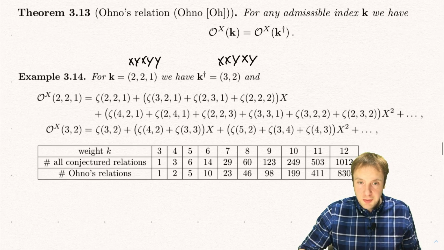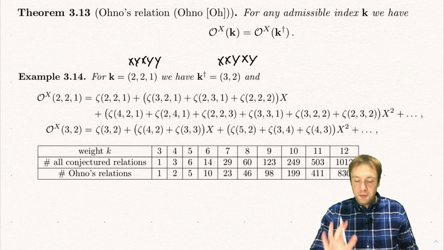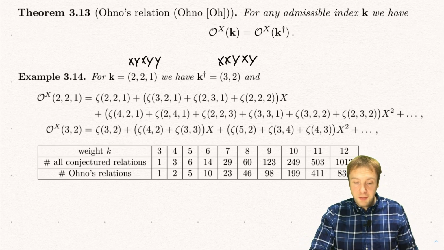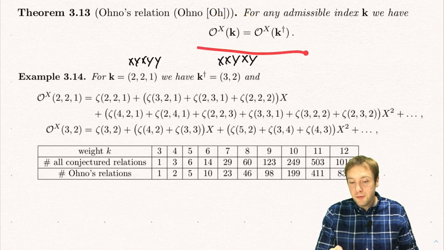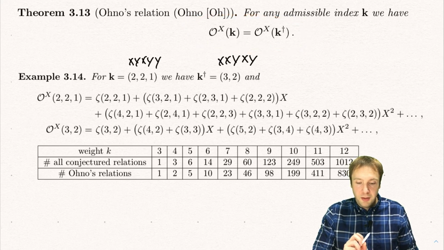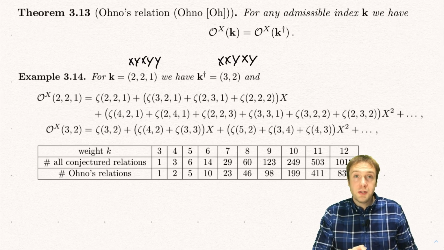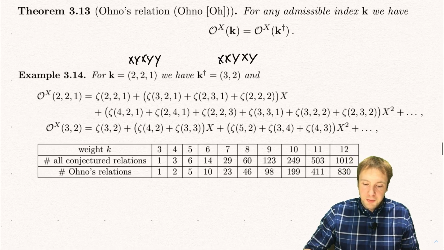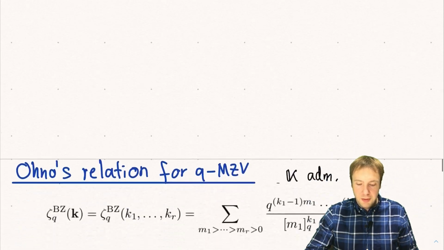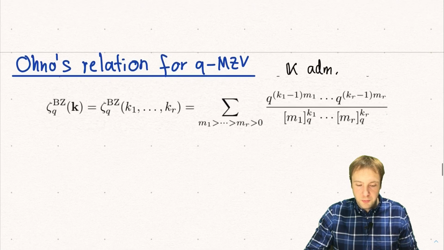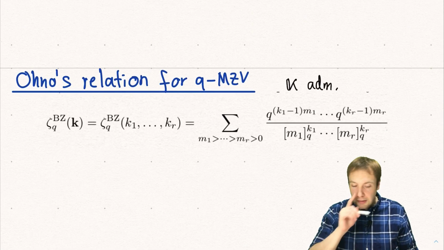Okay, so this was the Ohno relation and we didn't give a proof yet. Instead of giving the proof or sketching the proof of this one here, we will sketch the proof of the Ohno relation for q-analogs, which generalizes this by sending q to 1. So recall first, what do we mean by q-analog?